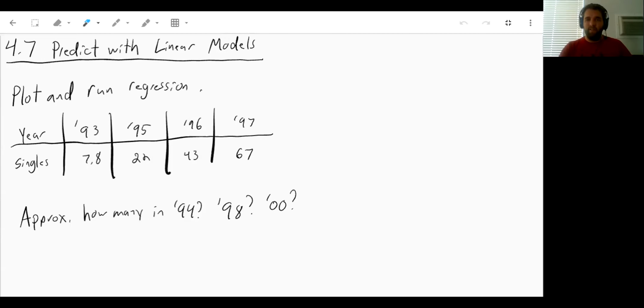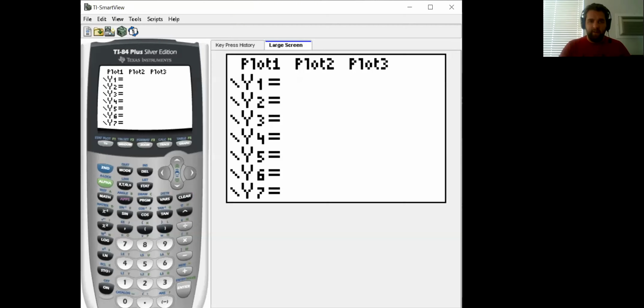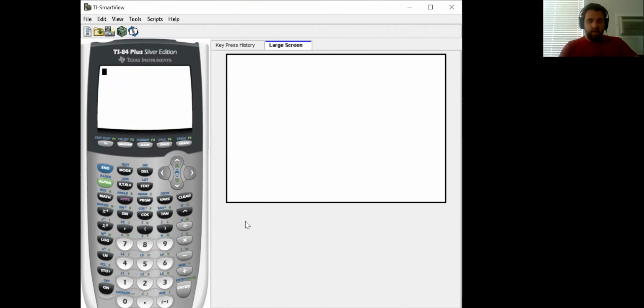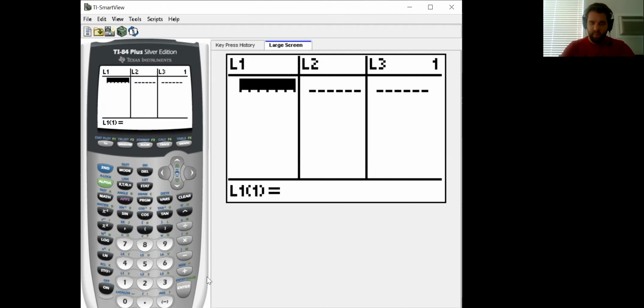For this, let's go ahead and pull out our graphing calculator, so I can show you how to plot and run this regression. I don't actually need to graph it at the moment, so let's second quit. If you're going to plot your points, first thing you need to do is go to Stat, and then this very first option, Edit, so you can just hit Enter.